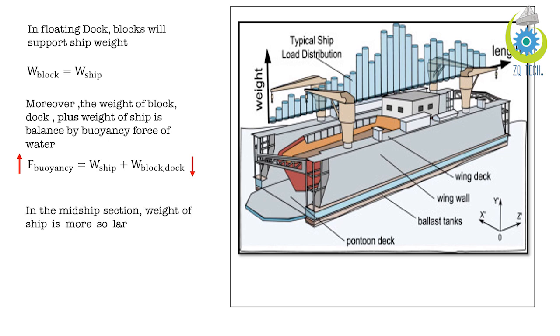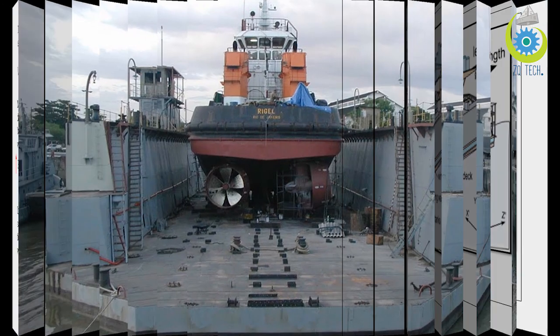If you see in the picture that in the midship section, the weight of the ship is more, so a large buoyancy force will be needed to support that midship section. So as you can see in the graph, the middle of the graph has quite high values. So these are the buoyancy values as a result of ship weight. So here is the general picture of the floating dock.